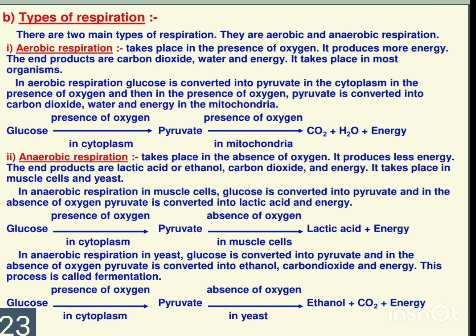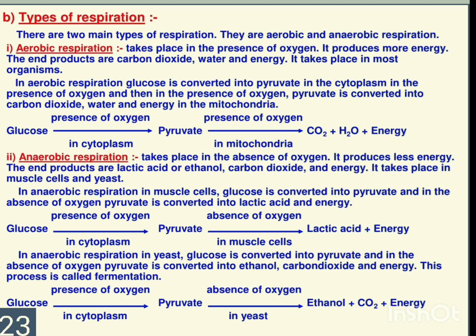This is about aerobic respiration. Aerobic respiration happens in the presence of oxygen. Glucose is converted to pyruvate in the cytoplasm, and then pyruvate is converted to CO2, H2O and energy in the presence of oxygen, and it happens in the mitochondria.